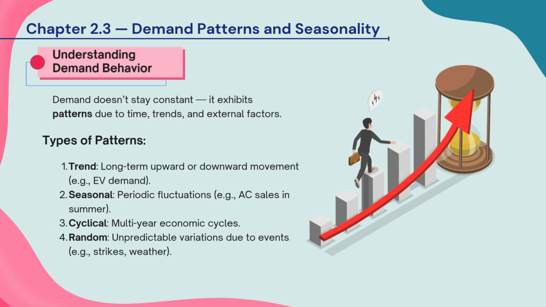Demand is dynamic and follows different patterns influenced by time and external factors. Trends show long-term increases or decreases, like rising EV demand. Seasonal patterns repeat periodically, such as higher AC sales in summer. Cyclical patterns span multiple years, often tied to the economy. Random variations are unpredictable, caused by events like strikes or extreme weather.